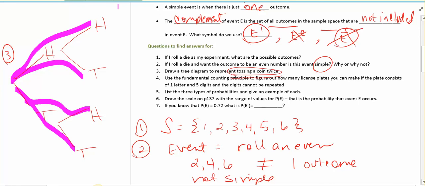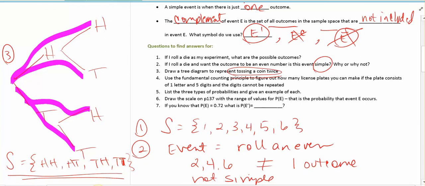The branches give us our sample space. So our sample space would be that you could get a head, a head, a head tail, a tail head, or a tail tail. Now, the tree diagram is probably more useful if there's more than two things going on, but anyway, that's an idea of what a tree diagram does.